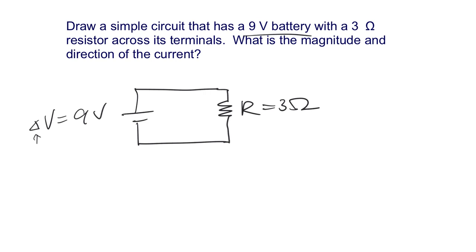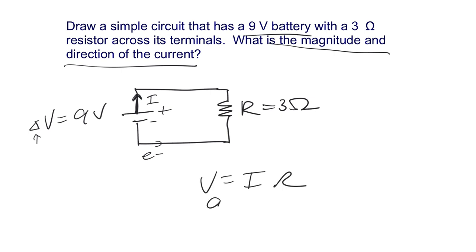So they continue to ask, what is the magnitude and direction of the current? Well, this is the plus end because it's longer. So the conventional current comes that way, out of positive, even though we know electrons flow out of negative, but we still adhere to this conventional current idea. So V equals IR. 9 equals, we're looking for the current, which is I.